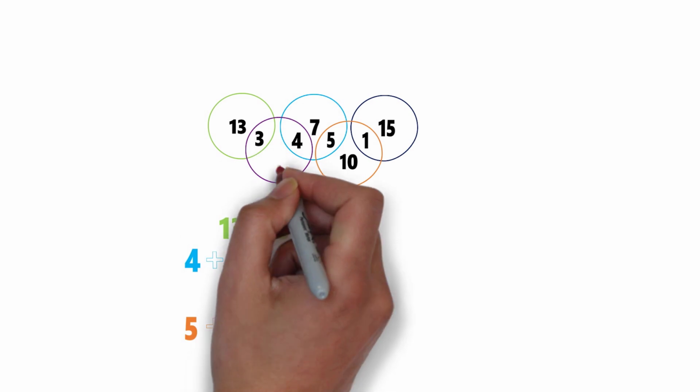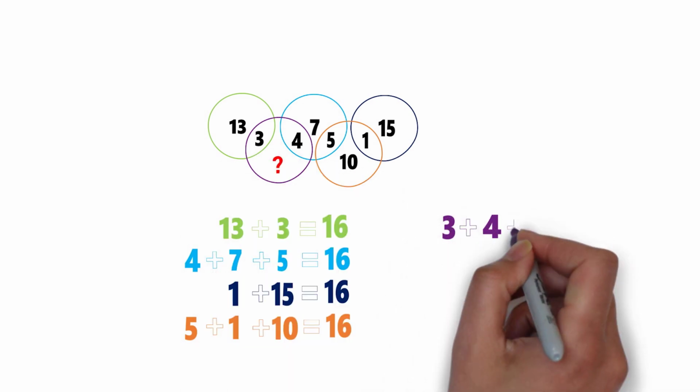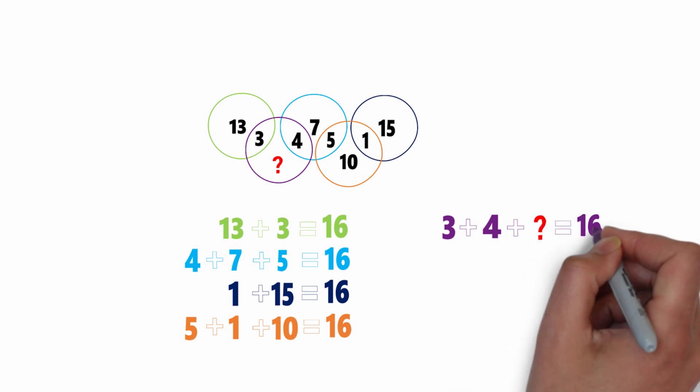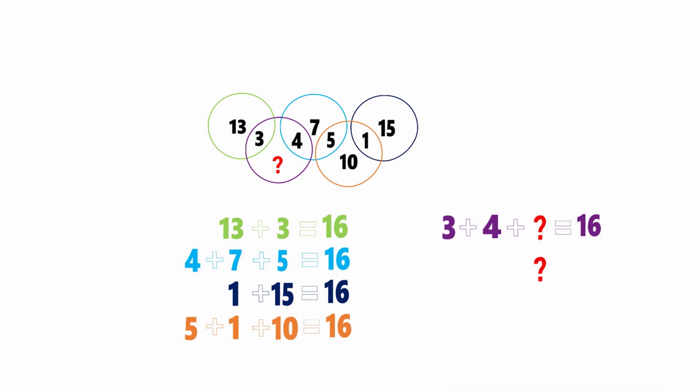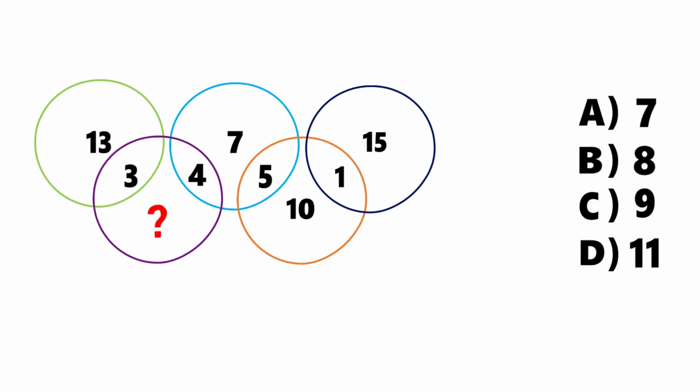So to calculate the question mark, which is the missing number, we need to add 3 plus 4 plus question mark and make an equation to make it equal 16. After doing the calculation, you see that the question mark, the missing number, equals 9. So the correct choice here is choice C, 9. Hopefully you've nailed this question and now know how to answer similar problems on the test.